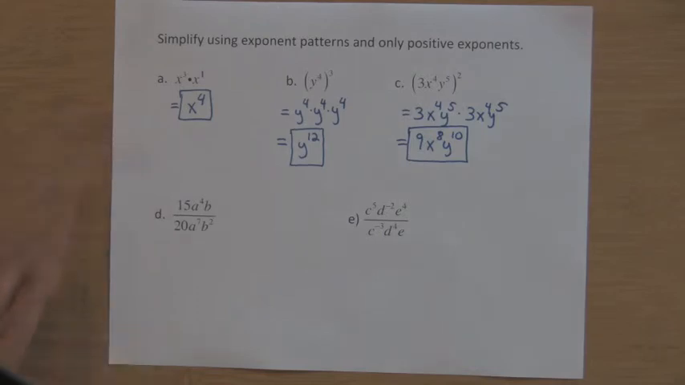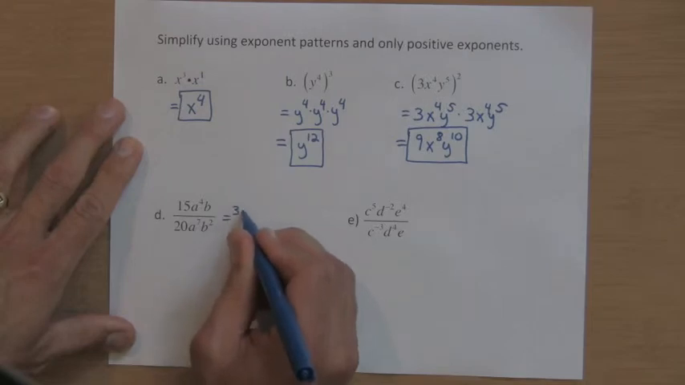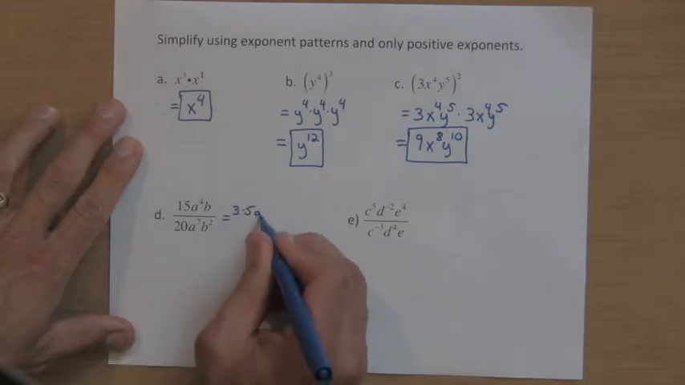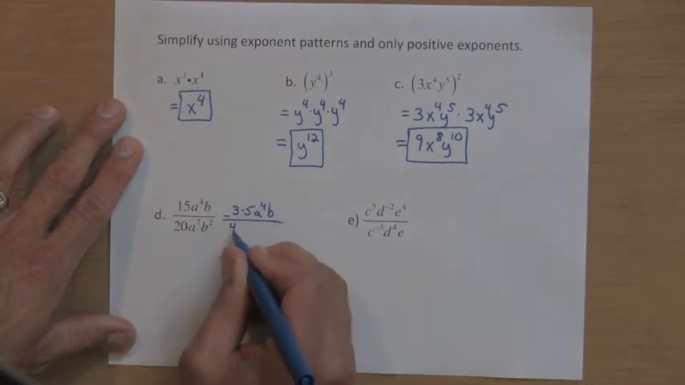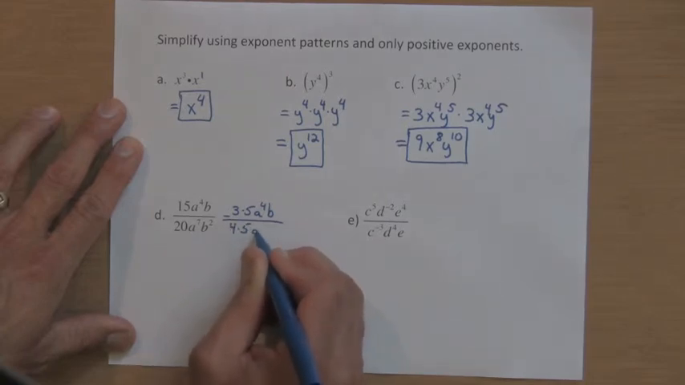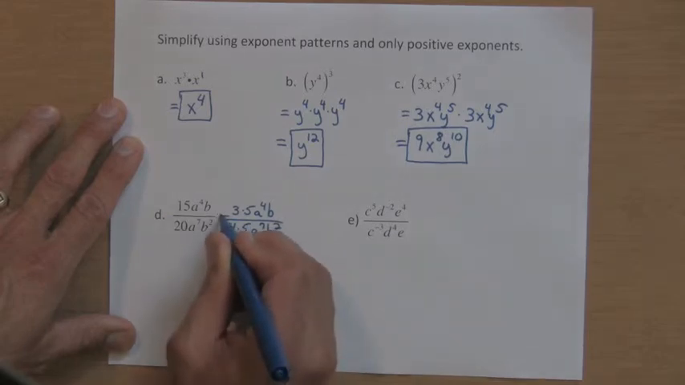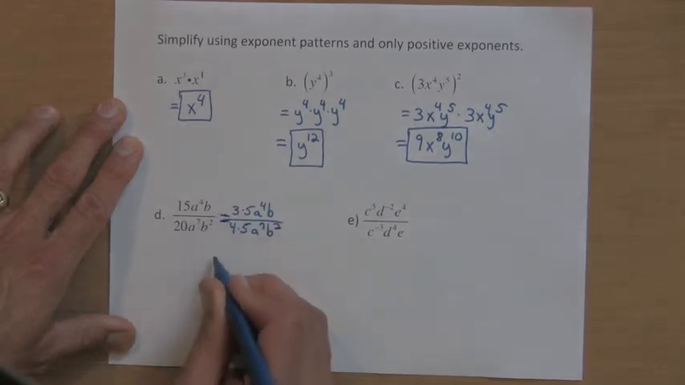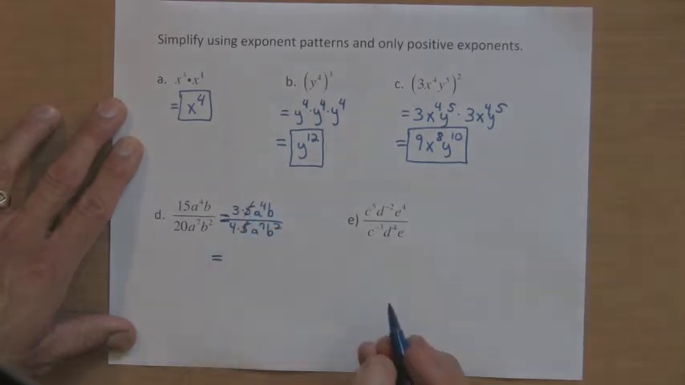Letter D, 15 and 20 as numerator and denominator have common factors. I can think of 15 as 3 times 5. And then we have a to the 4th b. And then we have 20. 20 is 4 times 5. And then we have a to the 7th and b squared. So a few parts that I can simplify from this fraction. The two 5's, anything divided by itself as factors, give me a value of 1. So those two 5's make 1.